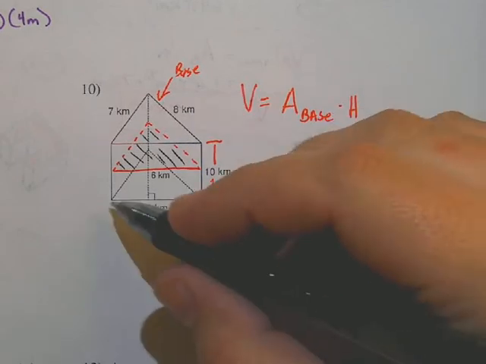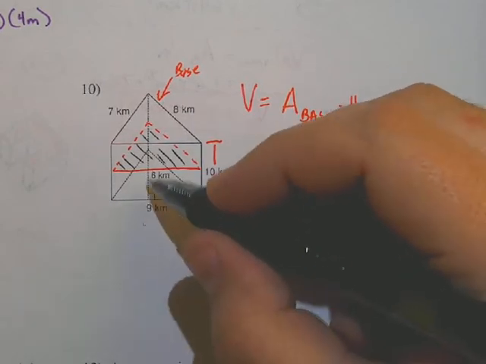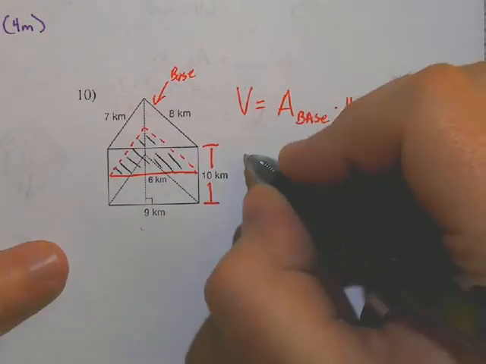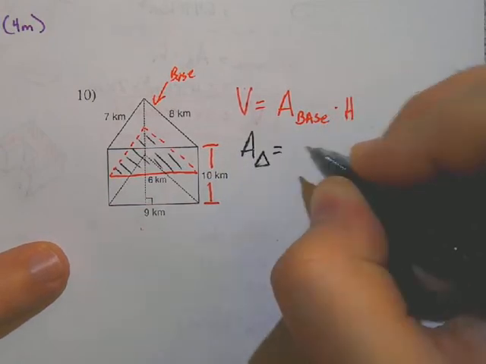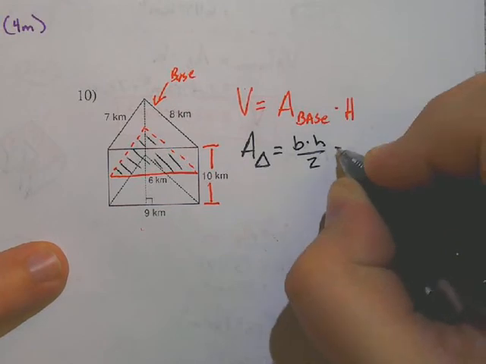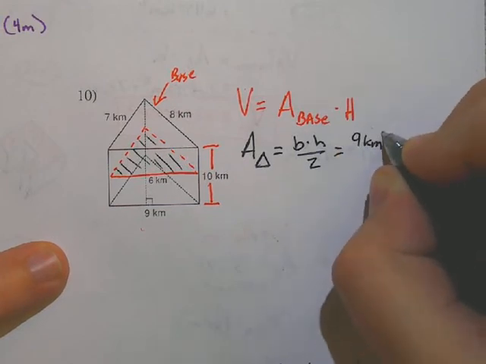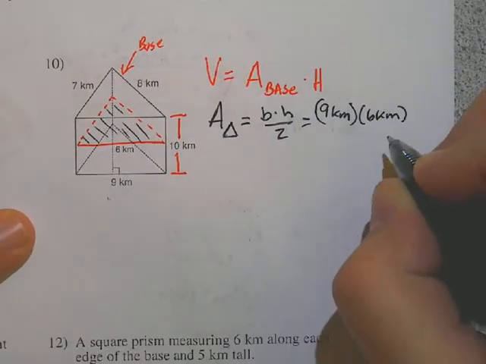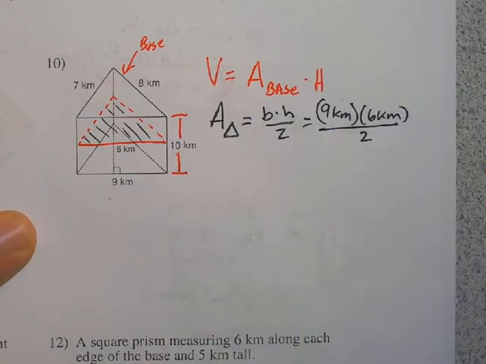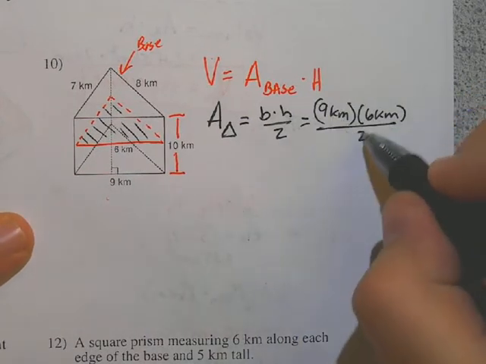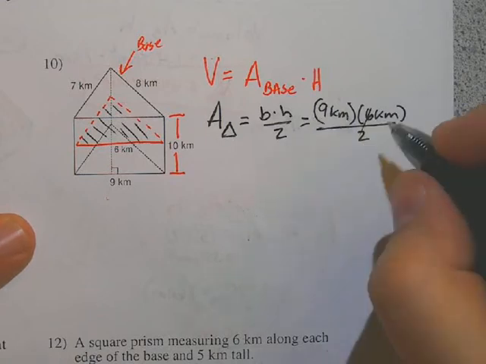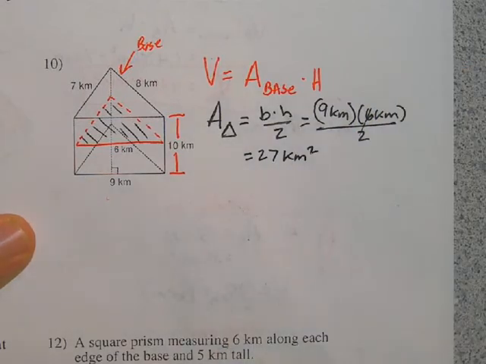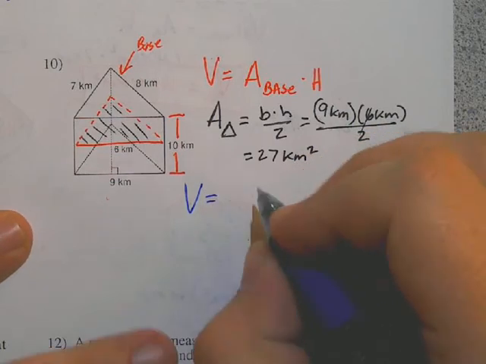Well, if I look at the bottom one, I apologize about that, guys. The bottom one has a base of 9 kilometers and a height of 6 kilometers. So that means if I do the area of that triangle, then I've got base times height divided by 2, where the base is 9 kilometers, the height is 6 kilometers, and that's divided by 2. Multiplying those together, 6 divided by 2 is 3, so 9 times 3 is 27 kilometers squared.